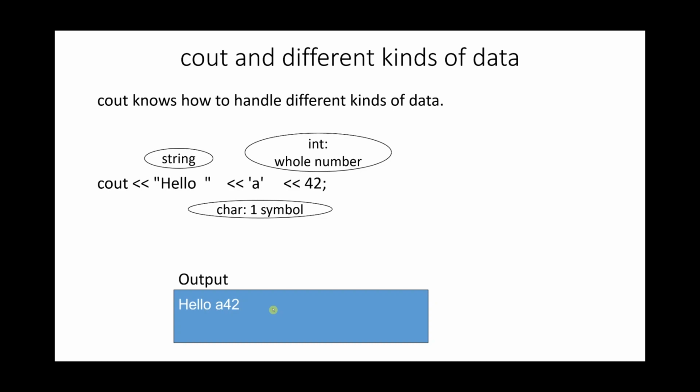Cout also works with different kinds of data. Cout is a smart variable, and it can handle a lot of data types. Like you can send a string, you can send a character, and you can send a number. And cout is going to receive all of them, and it's going to handle each of them correctly without your involvement. So the output is going to be hello and then A42. Why are there no spaces? Because we haven't added one.